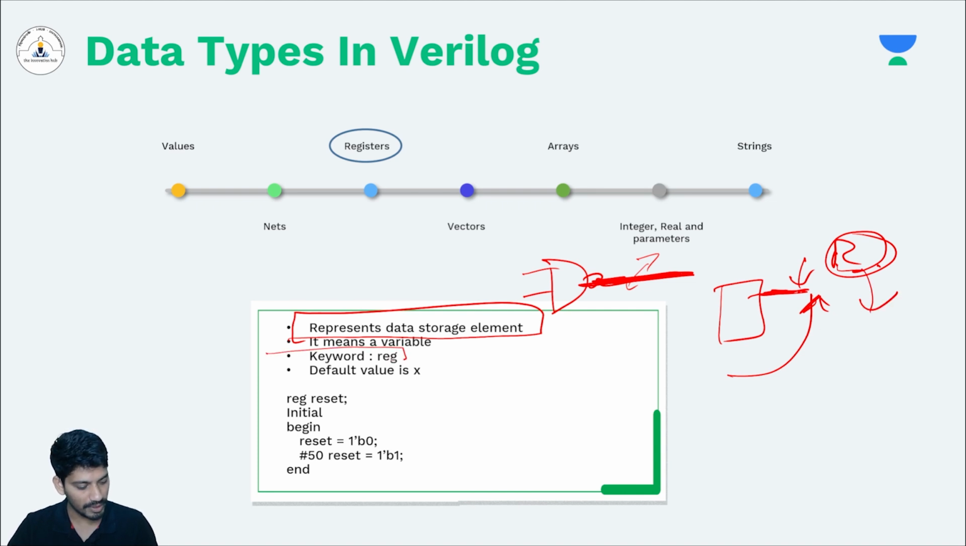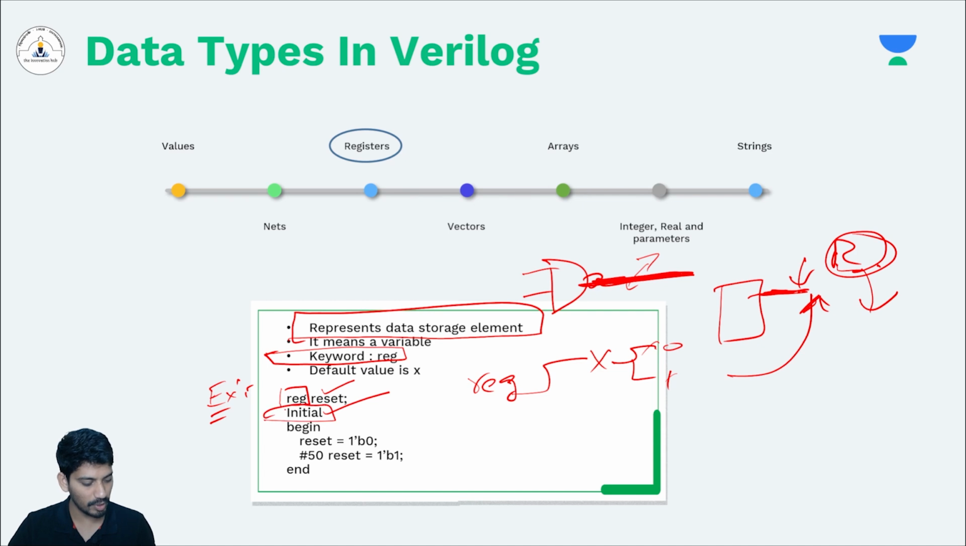So how to represent a register? By using a keyword called reg. The default value of a register is X, either 0 or 1, which is a don't care condition. So let's see an example of how to define a register and assign values to a register. I am defining a register variable called reset.